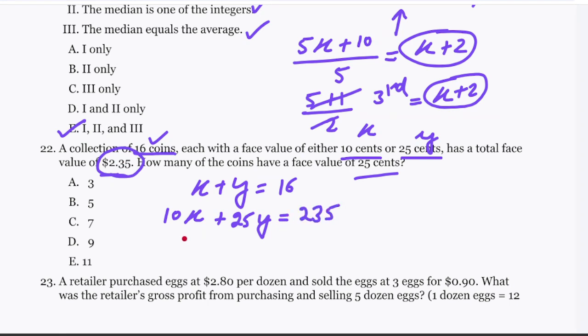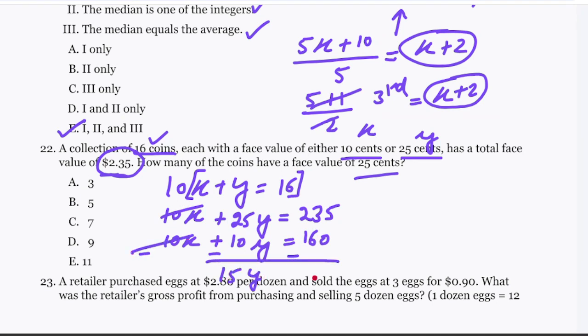Is this clear till here? Correct. Now they want to know how many of the coins have a face value of 25 cents. So 25 means Y, I have to find out. Use elimination, multiply the first row by 10. You get 10X plus 10Y, that is equal to 160. Now subtract the bottom line from the top one. You get 15Y, that is equal to 75. That means Y is equal to 5. So that is the answer you're going to get.